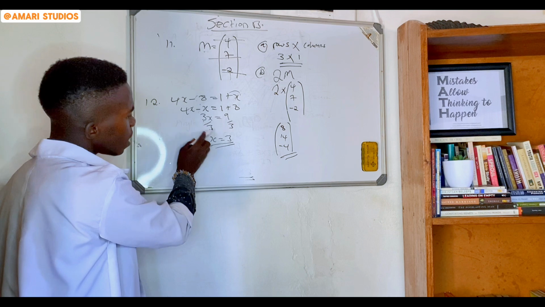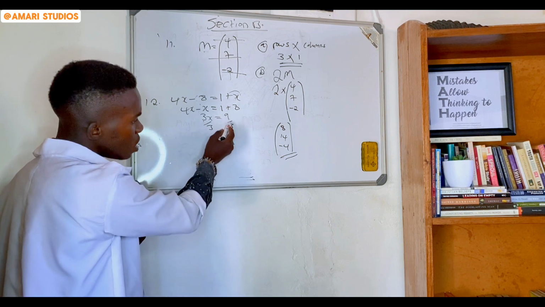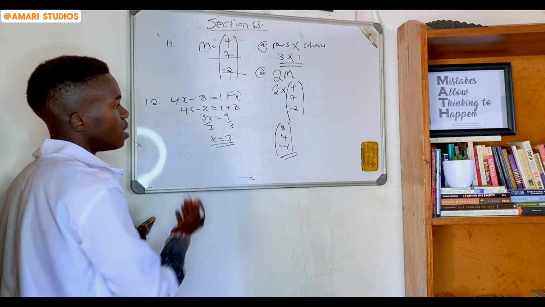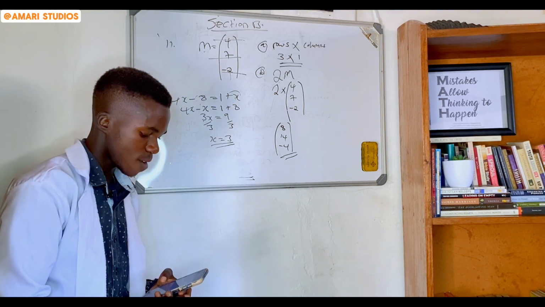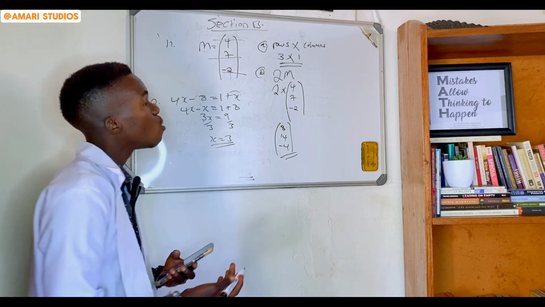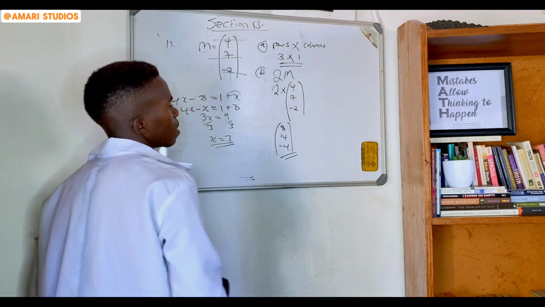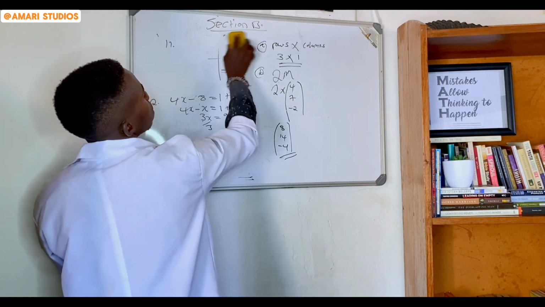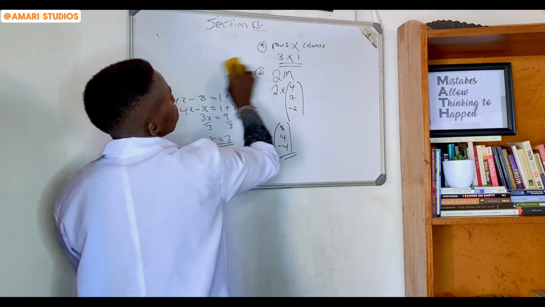So we say 3x divided by 3, 9 divided by 3. Then our answer there is going to be 3. That will be our final answer. So we move to the next question. I hope you're taking note of everything that I'm writing. We move to the next question.